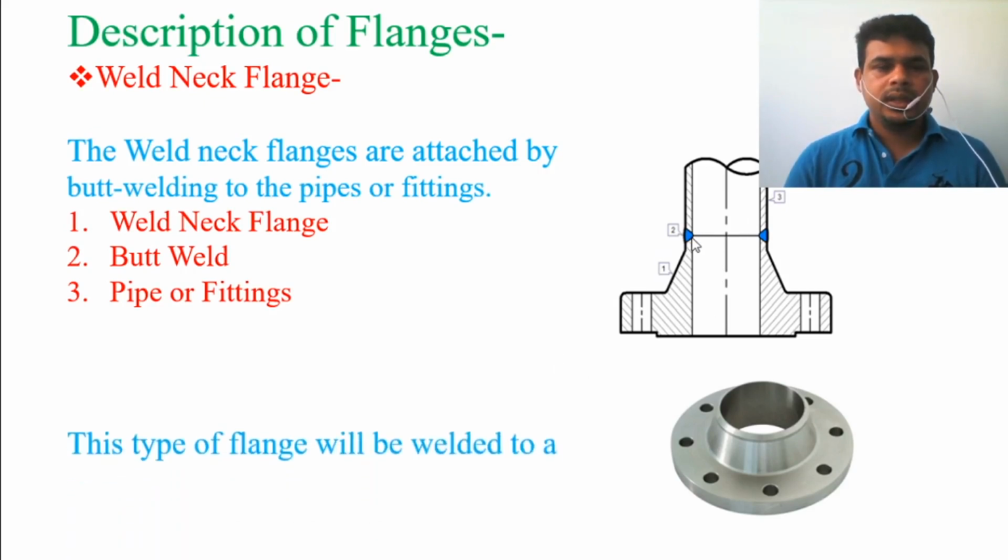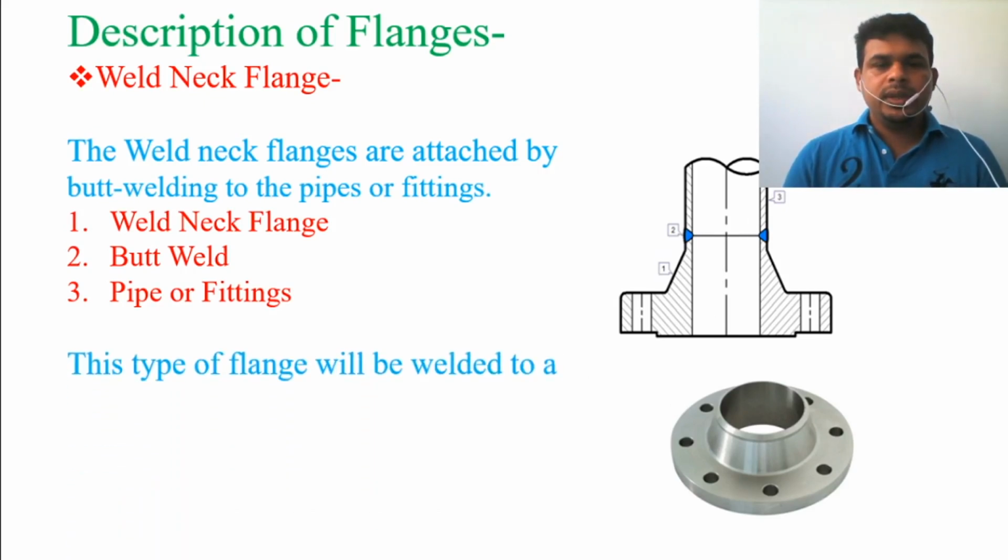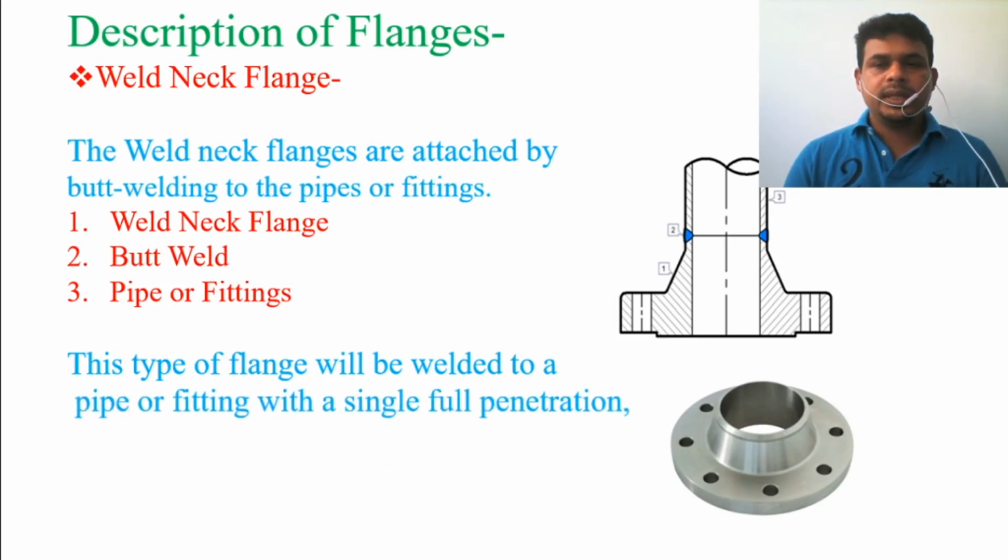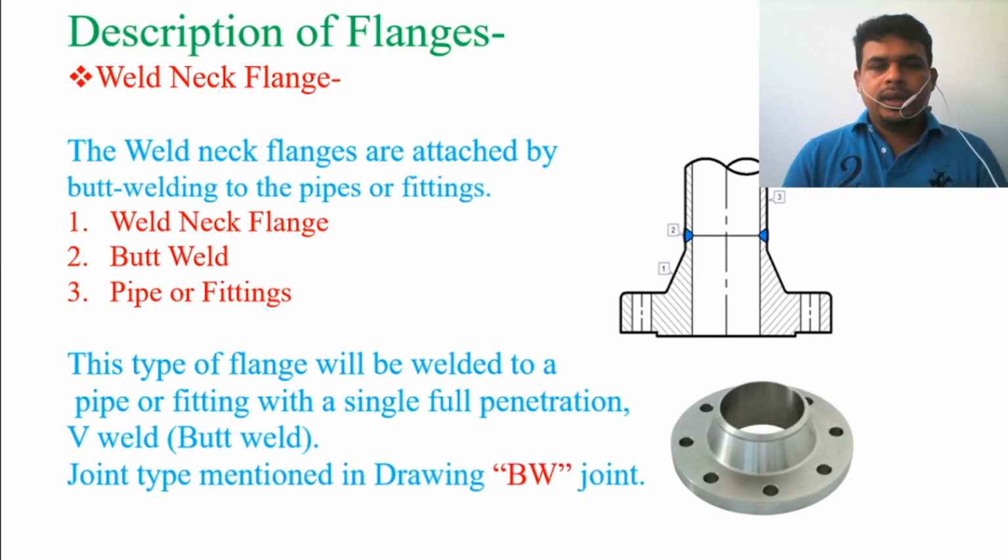This type of flange is welded to a pipe or fittings with a single full penetration weld. This will be single-side welding from the outside; piping is not allowed to be welded on the inside. So it is a single butt weld. The joint type is normally marked in the drawing as BW.